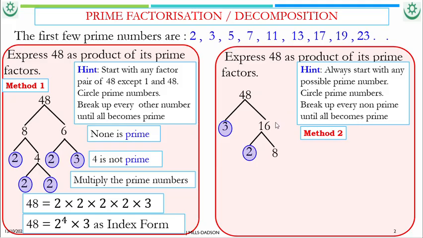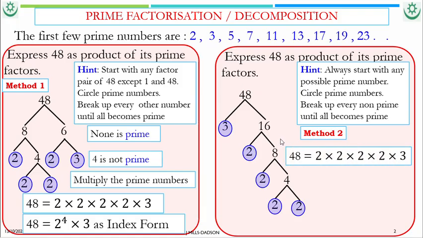8 is not a prime, so think of another prime that divides into 8. 2 is possible. So 2 times 4. 4 is not a prime, so we divide it by another prime, 2 possible. So we have this, and our answer is still the same as the first one.